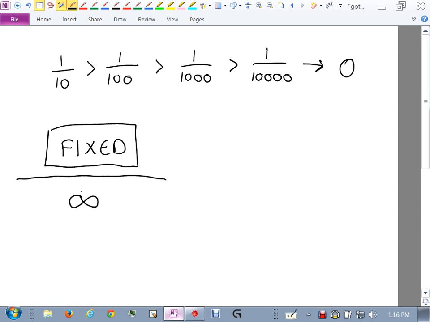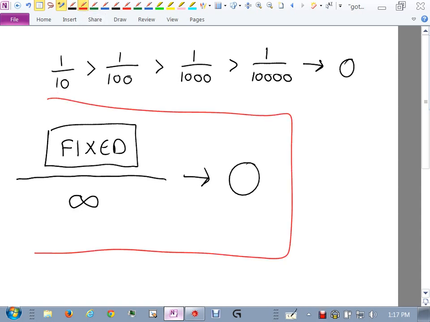When I write down fixed over infinity, what I mean is your numerator is stuck at a number, like 1. And infinity means the bottom's getting larger. Understand? What happens when you have a fixed number and the bottom gets larger? No matter what, it should go to 0. This is something, as a calculus student, I want everyone here to understand. That's a major concept.